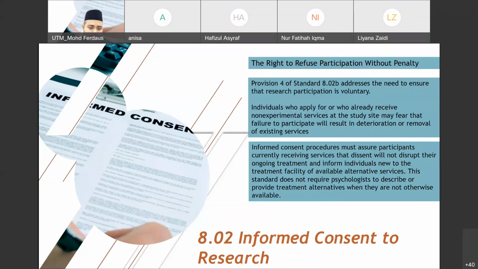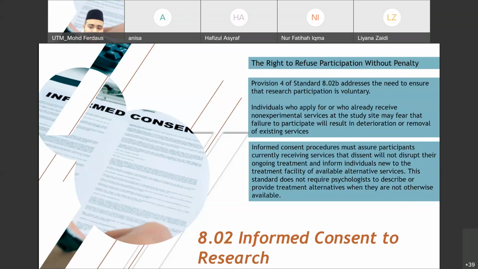But if they want to withdraw, they're afraid that there will be some penalty, some negative consequences of their withdrawal. Say for example, I ask you to answer a survey, and in the middle of the survey you feel, oh, this is very sensitive, I don't like this question, I don't want to answer. But because I am your lecturer, you're afraid that if you stop answering now, it will cost you your marks, or you will not receive the token of appreciation, for example.